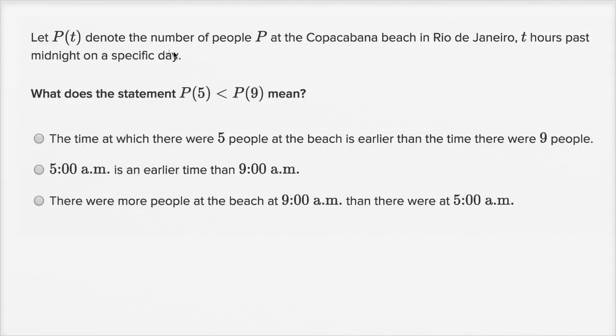Let P of t denote the number of people P at the Copacabana beach in Rio de Janeiro, t hours past midnight on a specific day. What does the statement P of 5 less than P of 9 mean?